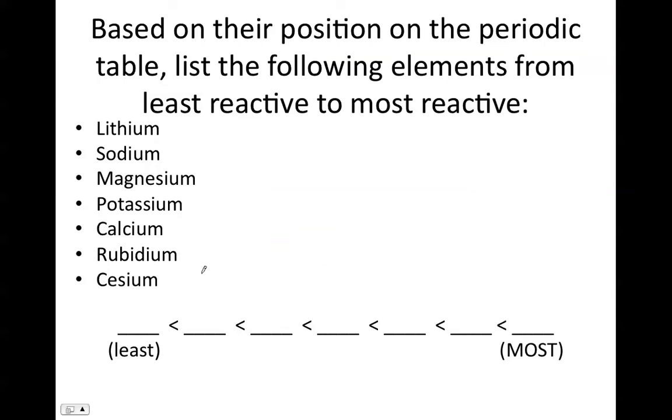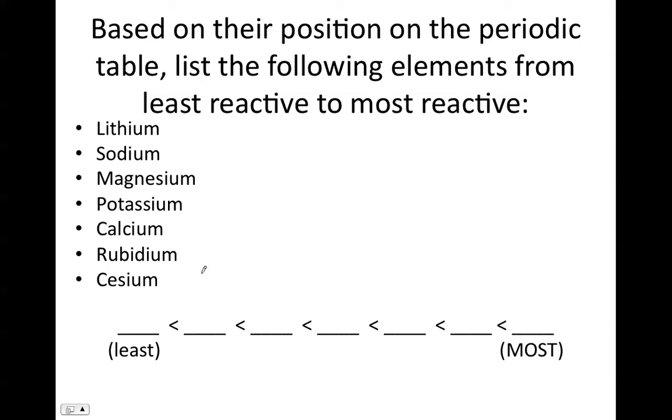So based on their position on the periodic table and based on the low ionization energy, high electronegativity, large atomic radius, and the families that we discussed that are more reactive than others, take a look at these 7 elements. Which do you think is going to be the least reactive to the most reactive?